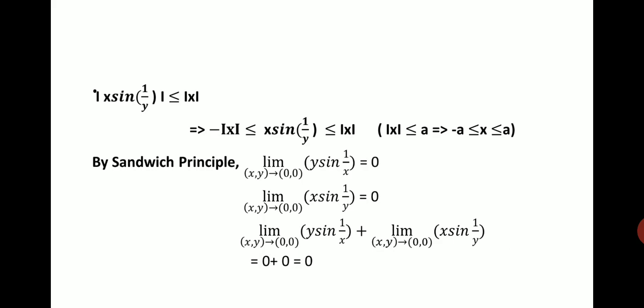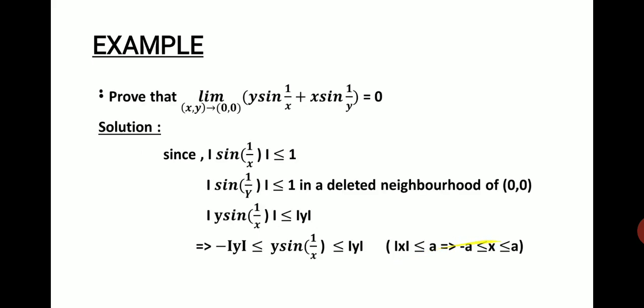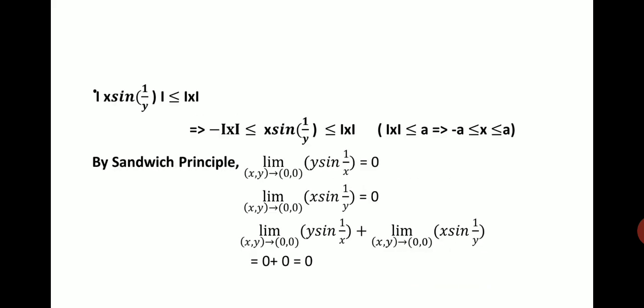Limit of minus mod x and mod x as x tends to 0 is 0. So the limit of x sin 1 upon y is also 0. Limit of minus mod y and mod y as y tends to 0 is 0. So the limit of y sin 1 upon x as xy tends to 0 0 is 0. So the limit of y sin 1 upon x is equal to 0. Limit of x sin 1 upon y as xy tends to 0 0 is 0. Then add: 0 plus 0 is equal to 0.